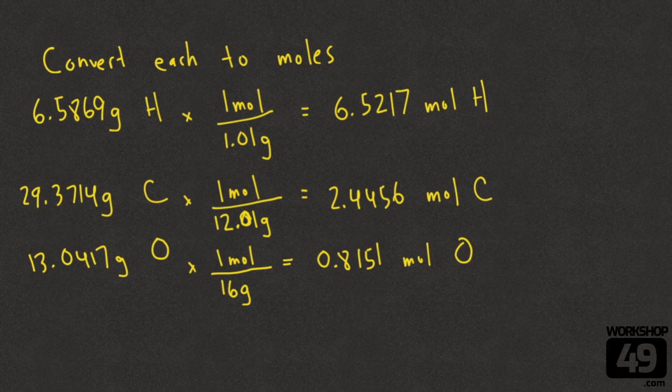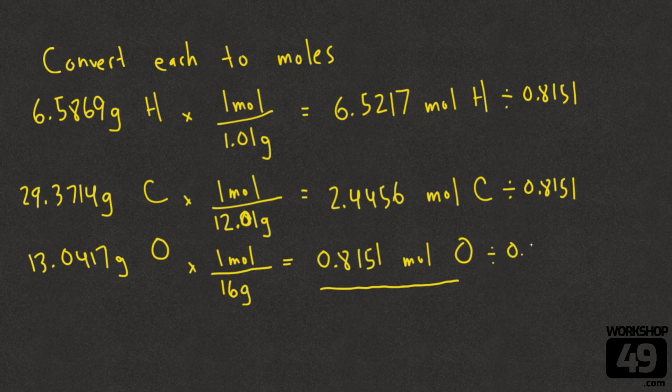In order to finish this off, this is an empirical formula question. That means to finish this off, we divide all 3 of these answers by whichever answer was the smallest, in this case the oxygen. So we divide the hydrogen by 0.8151, we divide the carbon by 0.8151, and we divide the oxygen by itself. That'll be a fun calculation. If you've done this right, we should be getting some nice answers, and this is why we don't round early.